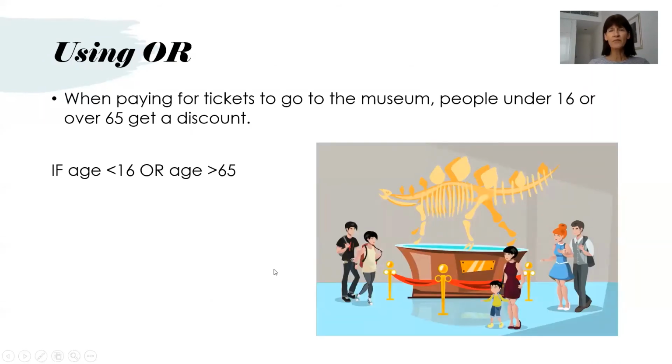Another thing that we would want to do is use or conditions. So for example, when paying for tickets to go to the museum, people under 16 or over 65 will get a discount. So here we would say in the pseudocode, if age is less than 16 or age is greater than 65. We've put an or there in capital letters.